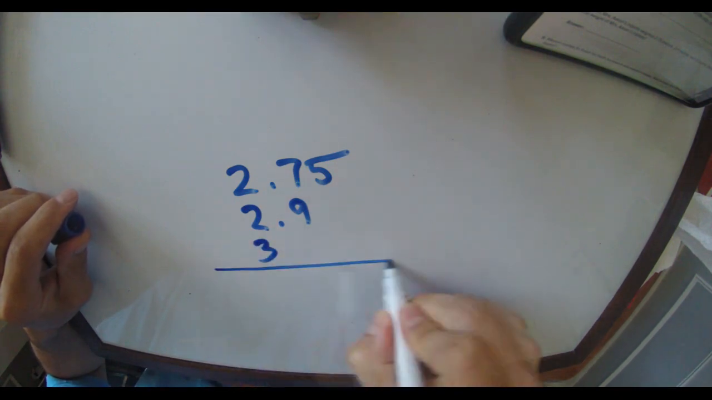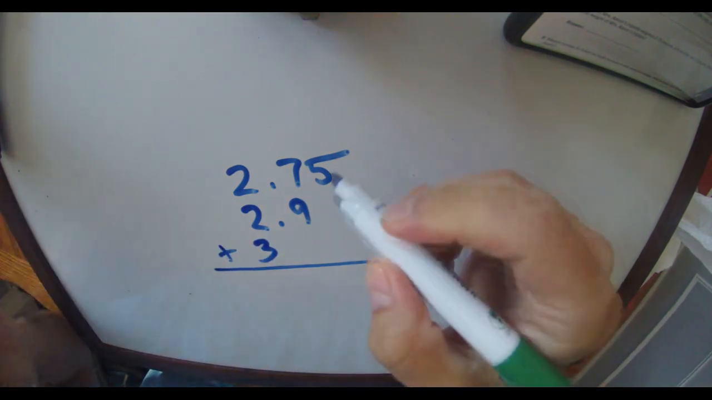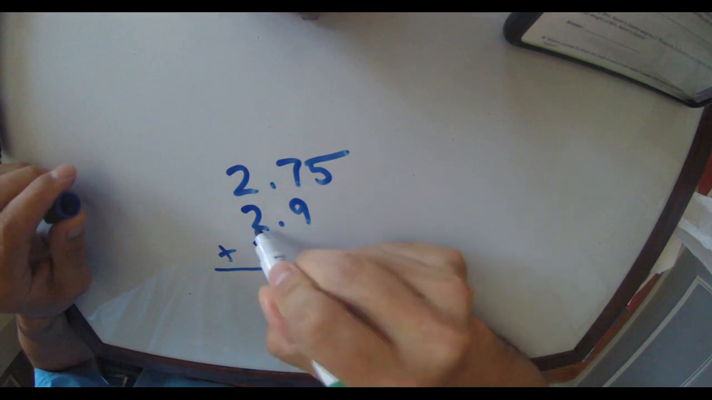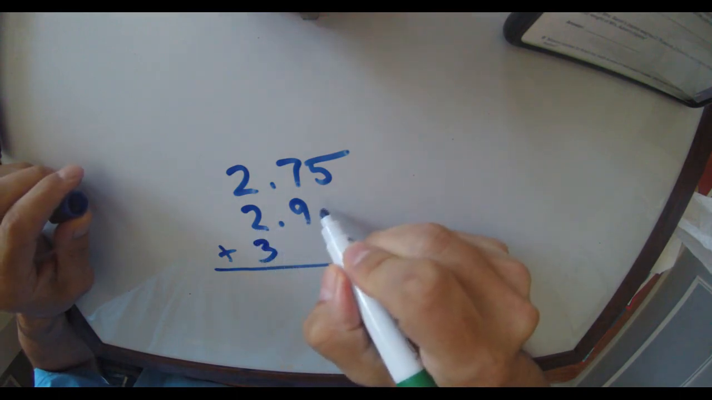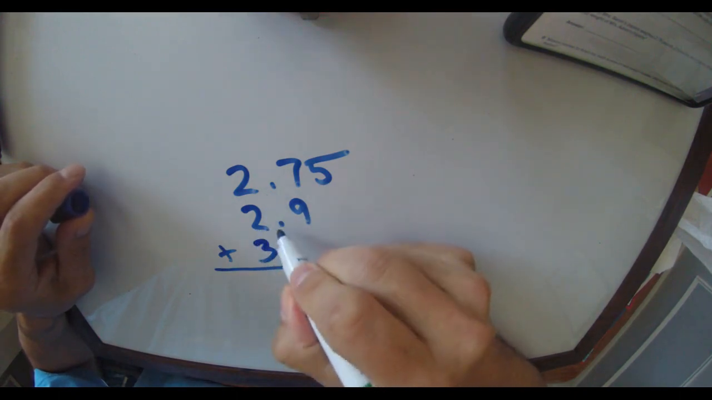Now, again, I wrote this, and it might look a little strange to you. You're thinking, well, they're not lined up. They should be the 2 and the 9. The 9 should be underneath the 5, right? Wrong. The decimal point is what lines it up.